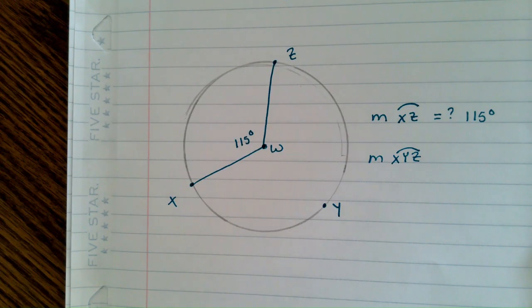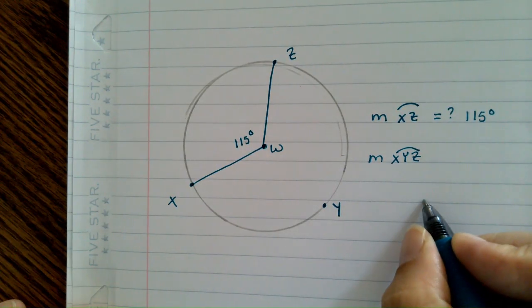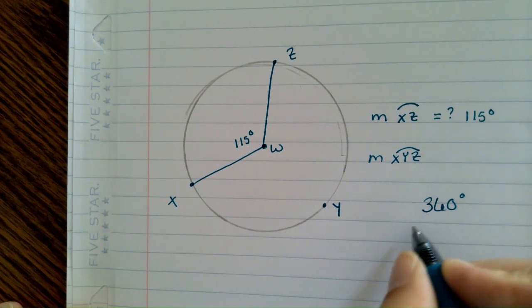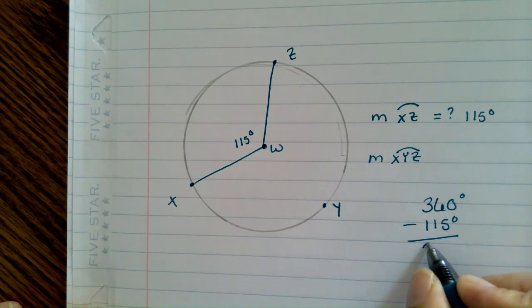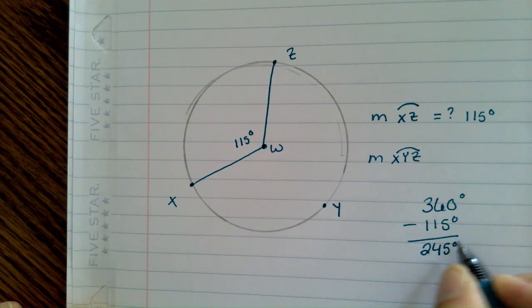Okay, so to get that major arc, we're going to say, well, if 115 degrees has already been used, we're going to take 360 degrees. We're going to subtract that 115 degrees off, and we're going to find out that that's 245 degrees the other direction.